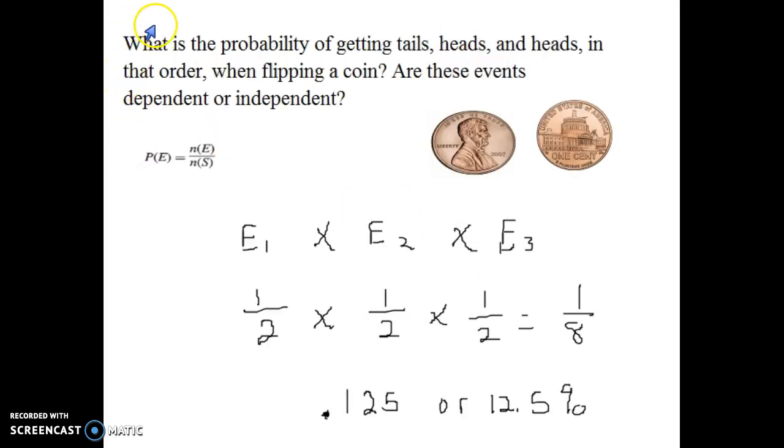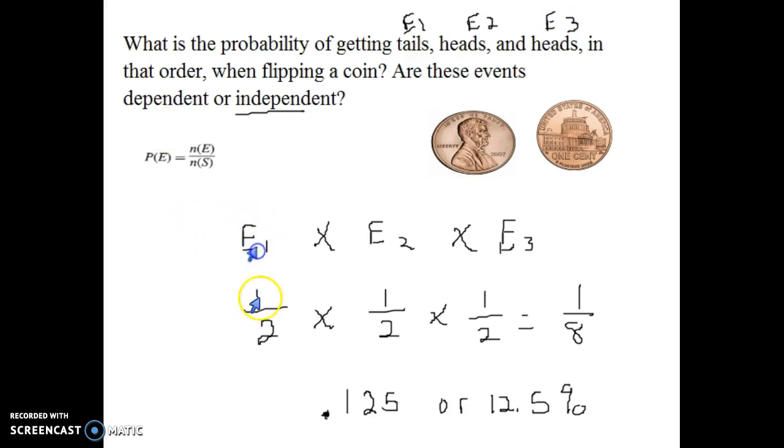And then the last one wants to know, what is the probability of getting tails, heads, and heads in that order when flipping a coin? Are these events independent or dependent? Well, we've already kind of talked about flipping a coin, right? We could flip it 100 times and each flip is not going to be based on what you did before. So they're independent events. We've got 3 events, right? Event 1, event 2, and event 3.